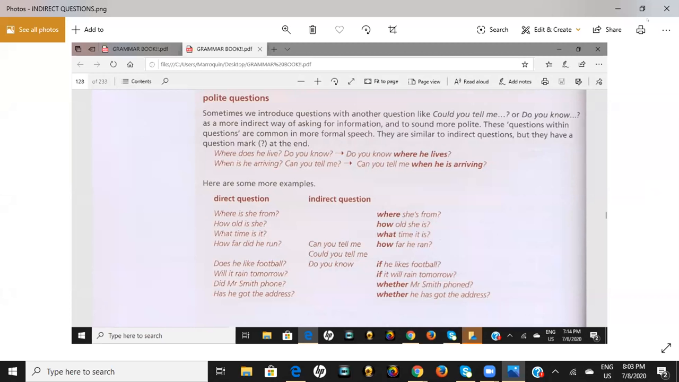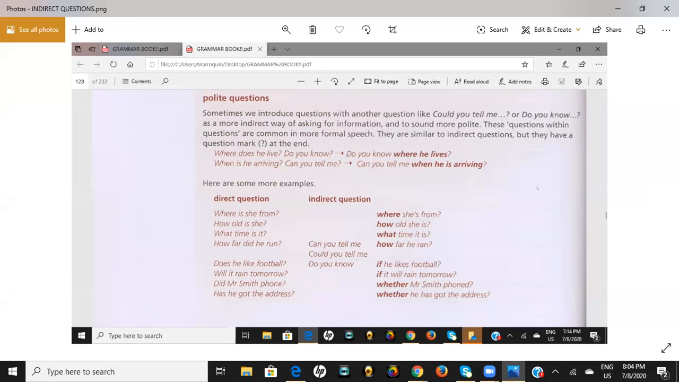In this image, they mention polite questions, which is the same as indirect questions. I need a volunteer to read the introduction, please. Person who wants to practice reading. Me, teacher. Okay, thank you, Claudia.